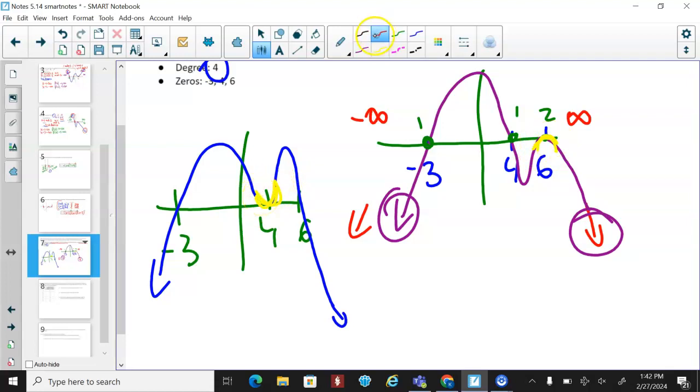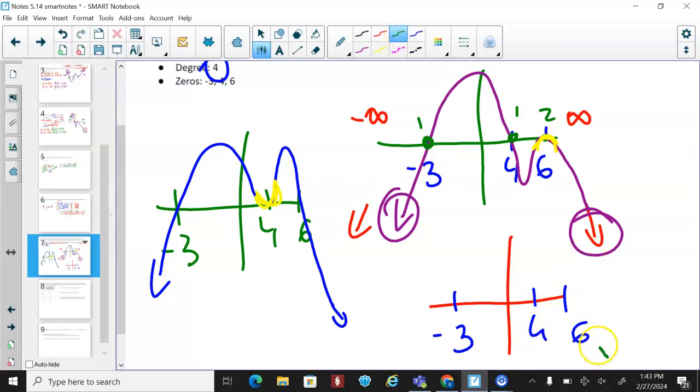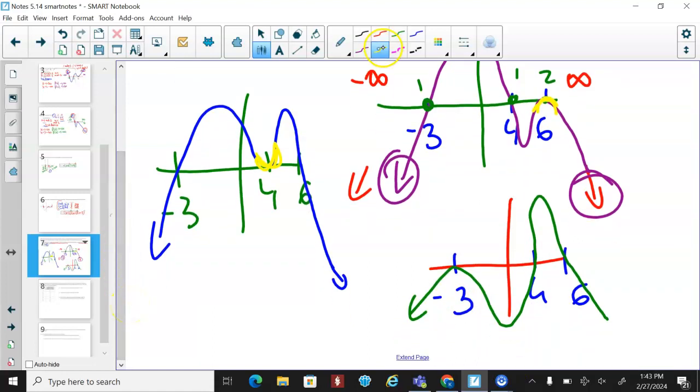And then lastly, I can do one more, and it's going to have -3, and then 4 and 6. And what I can do is make -3 a bounce. So it comes from the bottom because it's a negative leading coefficient, and then positive, and then here it will bounce. So again, this would be a bounce here, and a slice, which makes it 4th degree, and both ends go toward the bottom because it's a negative leading coefficient.